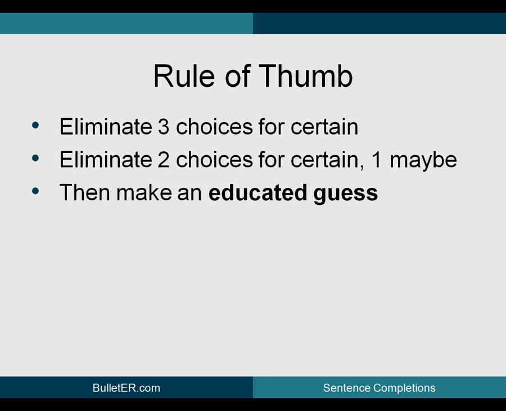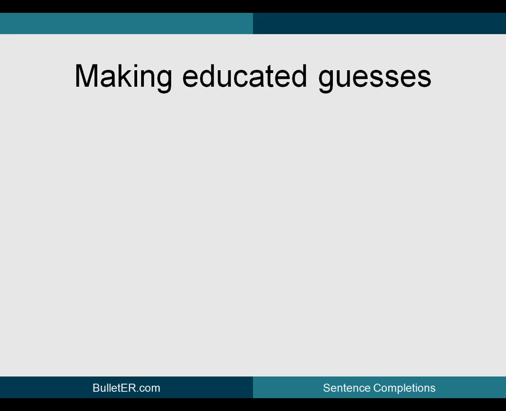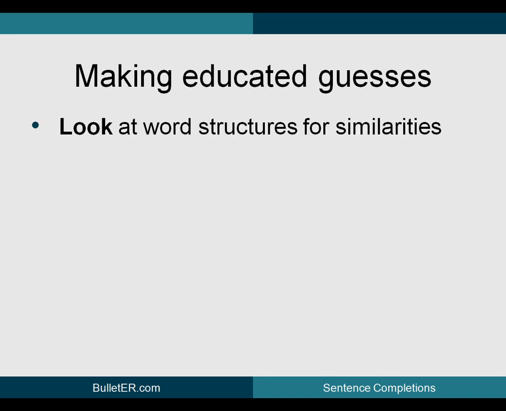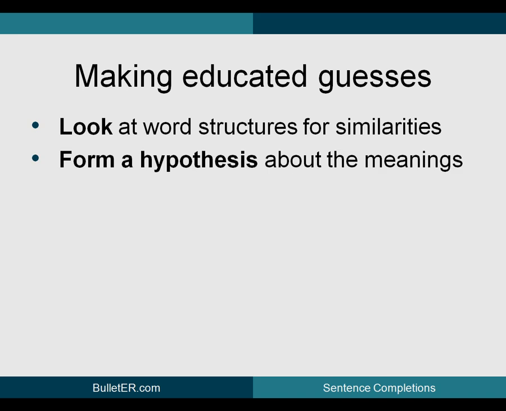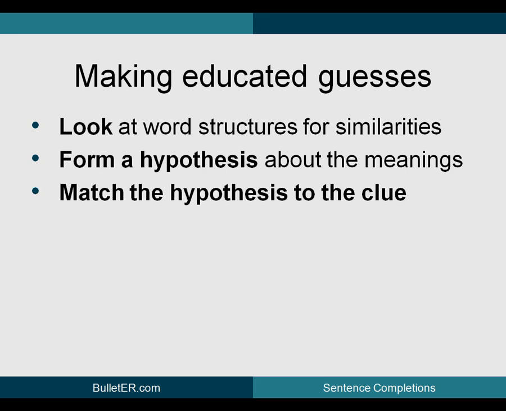From there, you want to make an educated guess. You can't just guess at random. Making educated guesses can make or break your sentence completion score. There's basically 3 steps to this. First, you want to look at the word structures for similarities to words that you do know. Then, you can form a hypothesis, or an educated idea, about what each of these words mean. Then, match the hypothesis to the clue or clues that you circled, as well as the relationship between the blanks if it's a 2-blank question.